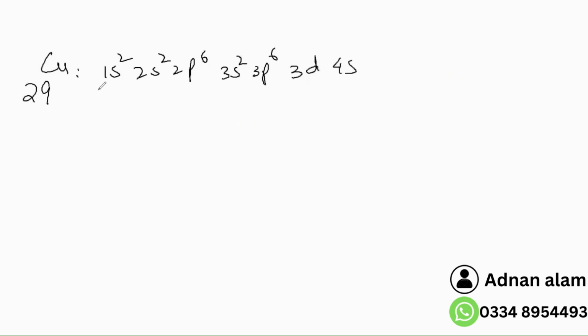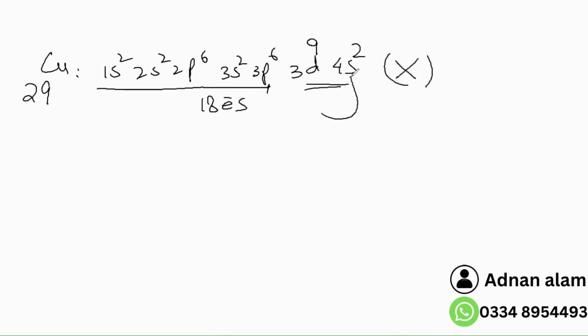And the same rule is applicable for copper. Copper's proton number is 29. So if we go like this, 1s2, 2s2, 2p6, 3s2, 3p6, 3d, and 4s, till this very point, 18 electrons have been placed. And now we are left with 11 electrons. If you place 2 electrons here and 9 here, this configuration will be incorrect.